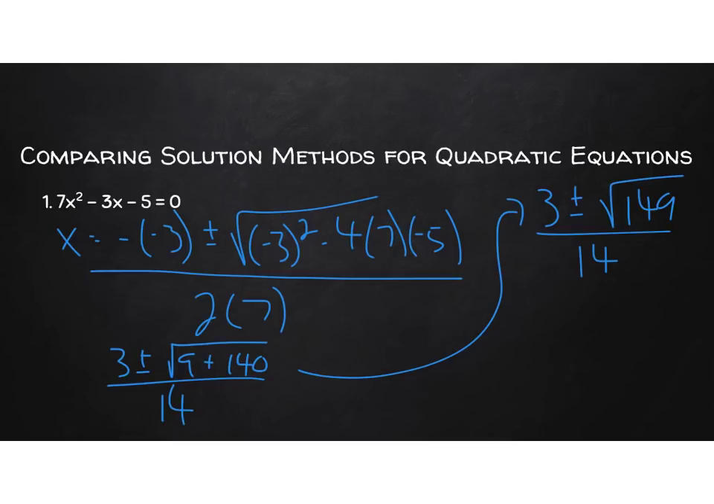We check and see if 149 can break down, which it can't. All we have is 1 and 149, so we have a prime number. So then this becomes our answer. If we needed a specific decimal answer, we could plug that into a calculator and get a decimal answer out, but that is totally okay as an answer there. We did the quadratic formula on this one, and it was the only method that worked for us.